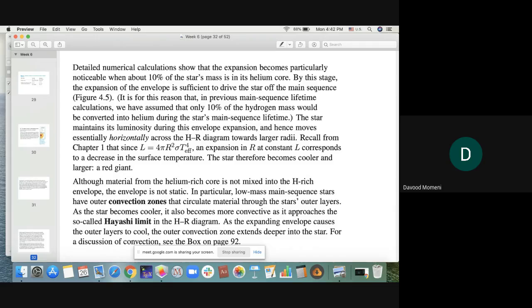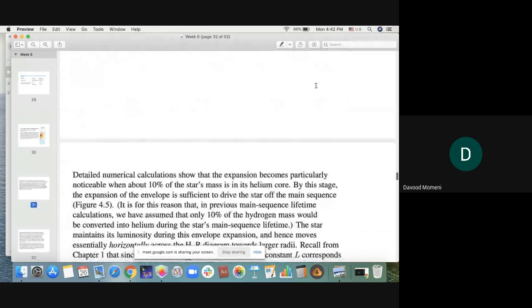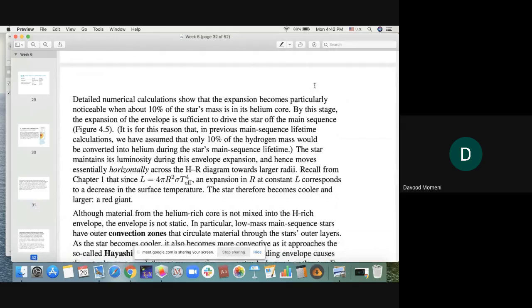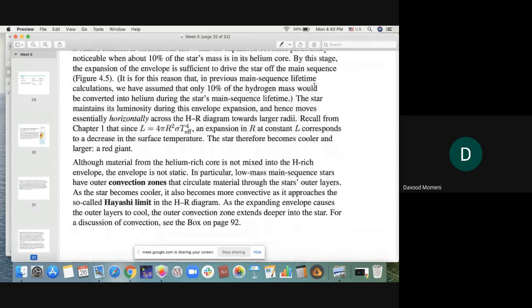There are some things we have to say about the star in which the helium-rich core is just helium-rich and still not mixed with the hydrogen. So this kind of sandwich process, or the existence of this shell hydrogen burning, is actually not very easy to talk about, and it's not static. I mean, it will change with time.